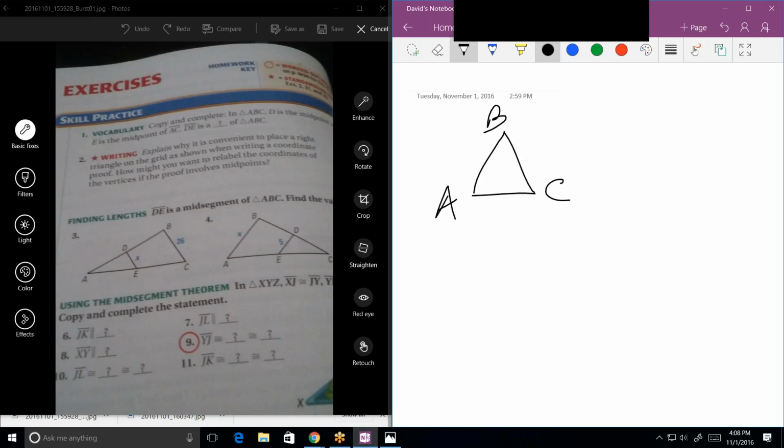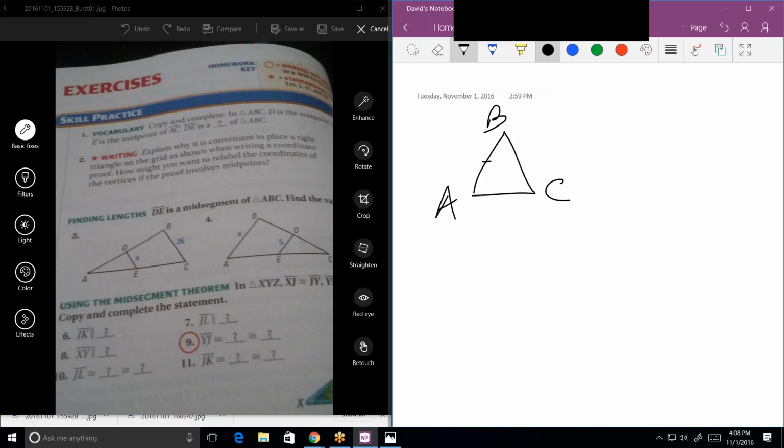Right, but I could do that in numerous ways. I could connect two points like that, or like that. All of those are midsegments. So is it the one that's horizontal? D is the midpoint of AB, and E is the midpoint of AC. Segment DE is a midsegment of triangle ABC. That defines it. That's the answer.